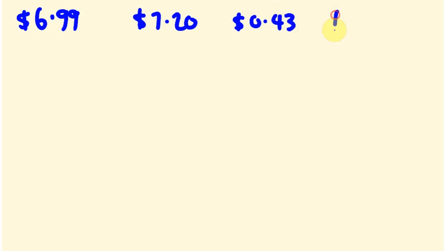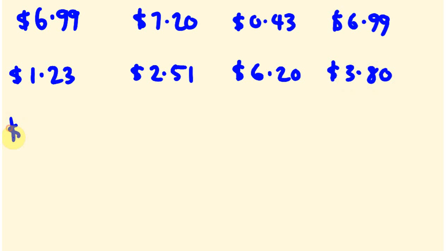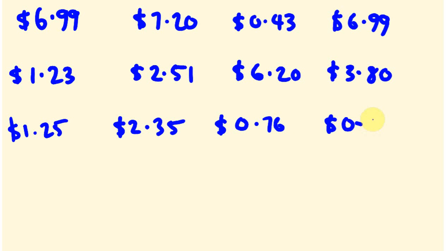Let's have a quick look at how we can use estimation to work out roughly how much we should be paying. So say you go to the supermarket, and I'm going to give a big long list of things here. Say we have something that's $6.99, what about $7.20, 43 cents, another $6.99 one. Don't you love the way they do $6.99 or $7.99? We all know why they do that. What about $1.23, $2.51, $6.20, $3.80, $1.25, $2.35, what about 76 cents, and another one which is only 63 cents, and something which is only 15 cents.